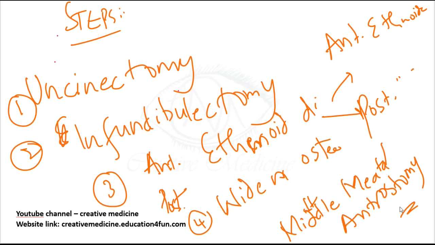So based on the disease, you will do the things. So these are the things. First, you will do uncinectomy. Second, infundibulectomy. Third, anterior and posterior ethmoidal disease clearance. Fourth, widen the ostia and go to the maxillary sinus, and then you will deal with the maxillary issue.